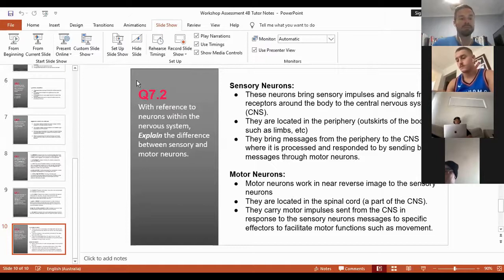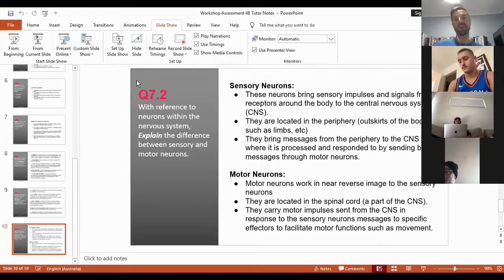All right. Now, motor neurons are the exact opposite. Okay, so the motor neuron works in reverse, and they're located in the spinal cord. What they do is they send messages out to certain muscles, like your fingers to type right now, to facilitate motor functions and movement. So their message is going out. They're telling your body to do something, to perform something.